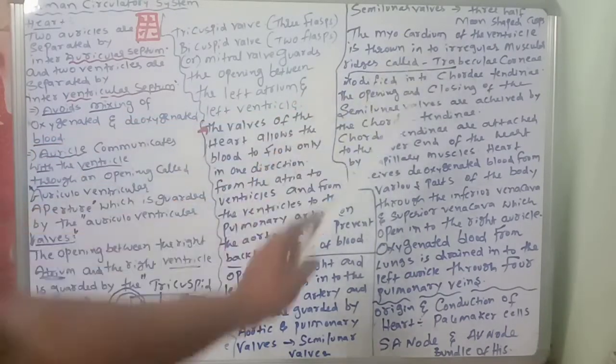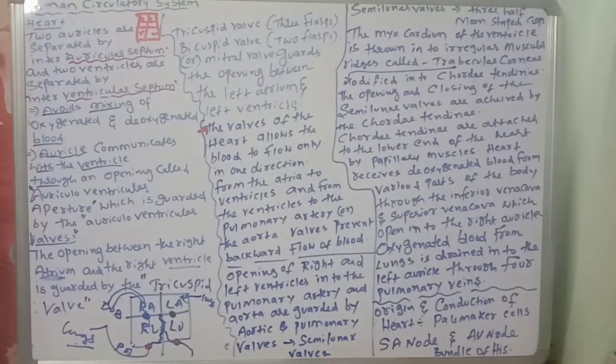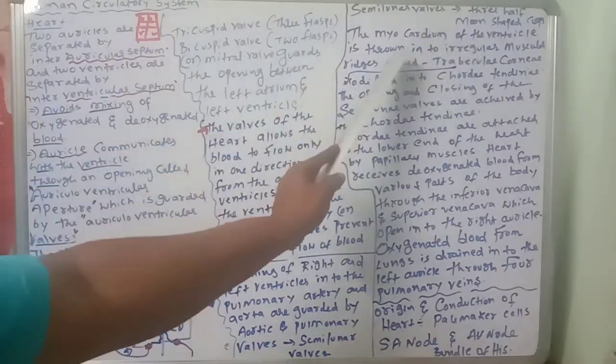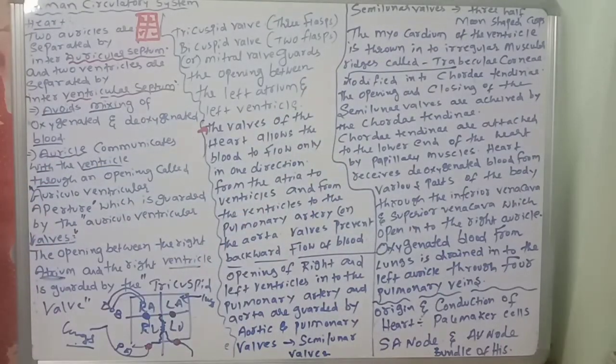Trabeculae carneae are modified into which one? That is important. The myocardium of the ventricle is thrown into irregular muscular ridges. What are they called? Irregular muscular ridges called trabeculae carneae, modified into chordae tendineae.